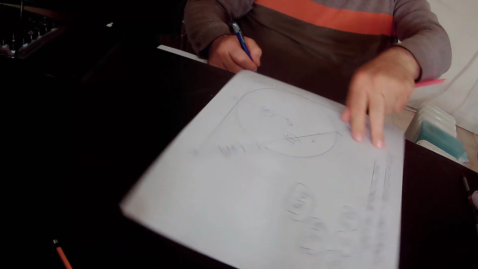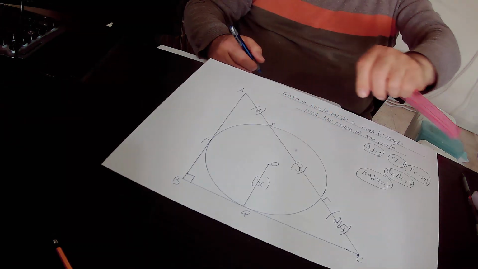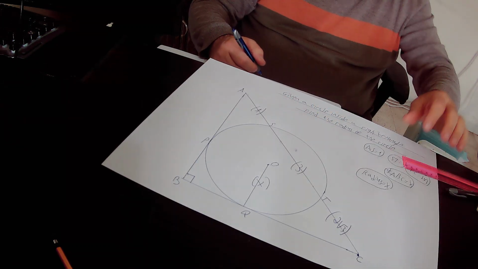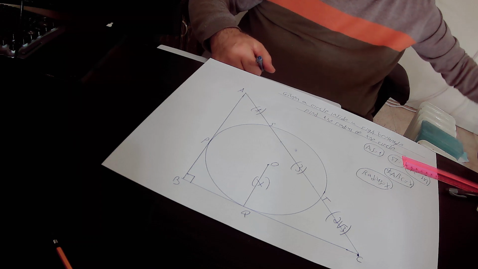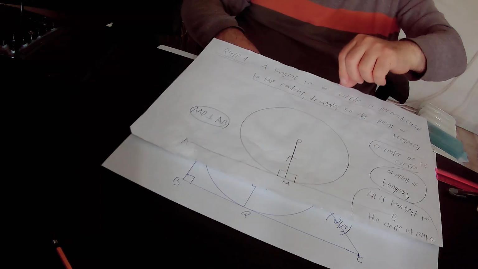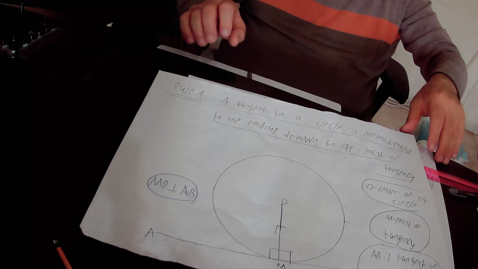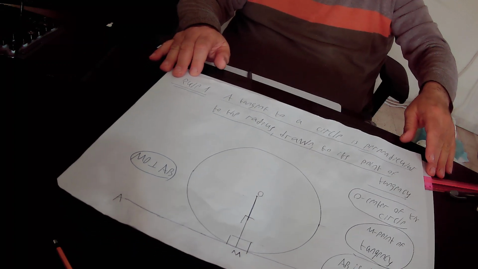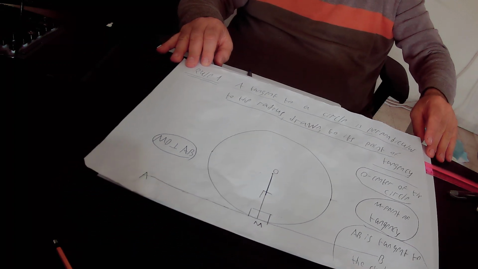You can implement here rule 1. Repeat quickly on rule 1. The tangent to a circle is perpendicular to the radius drawn to its point of tangency.